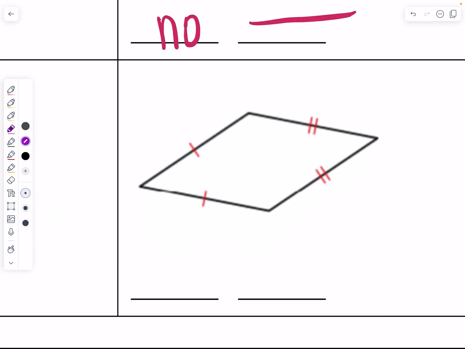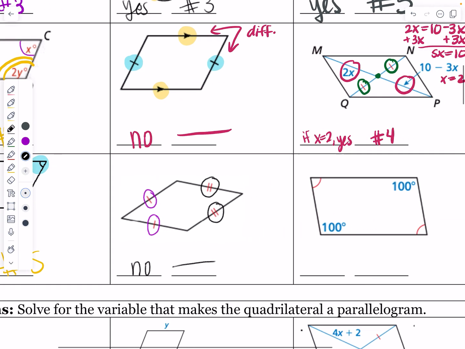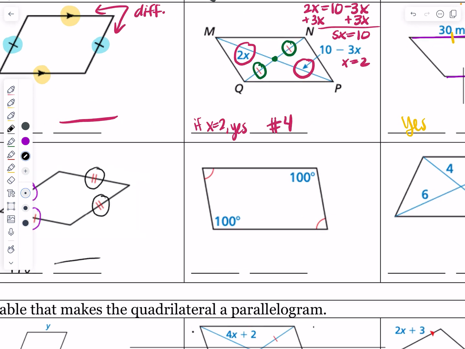I want you to pause it and see if you can figure this one out. This one has a single mark here and a single mark here. Well, those are consecutive sides, not opposite sides. It's got 2 tick marks here and 2 tick marks here, so this is actually a no. We don't have 2 pairs of opposite sides that are congruent. We have consecutive sides that are congruent.